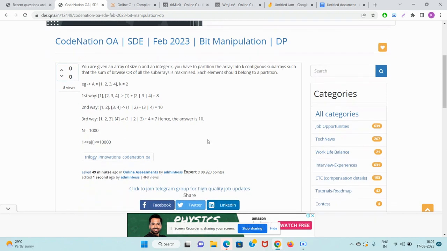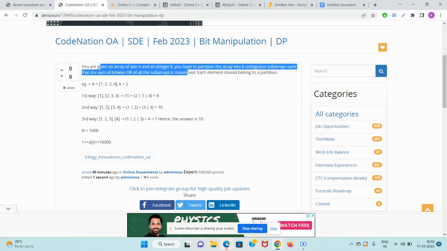Now, coming back to the problem, what is the problem saying? You are given an array of size n and an integer k. You have to partition the array into k contiguous subarrays such that the sum of bitwise OR of all the subarrays is maximized, and each element should belong to a partition.